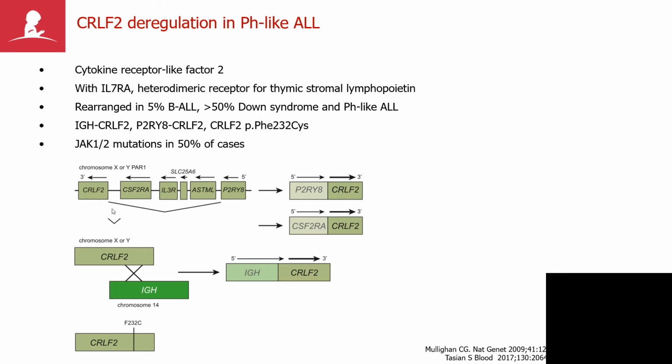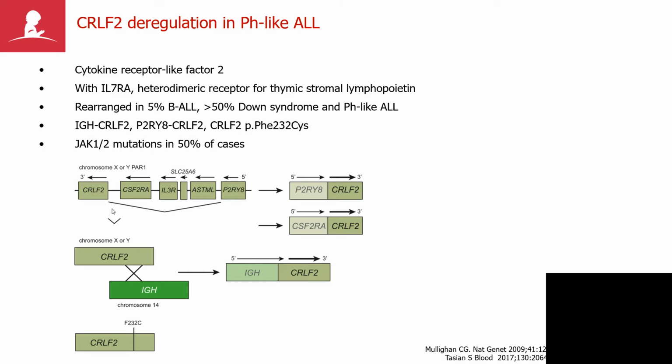Contrast to this is CRLF2 deregulation, which I mentioned is the commonest form of JAK-STAT-driven PH-like leukemia. It's also the commonest form of PH-like ALL overall. And I've mentioned some of this information already. CRLF2 is enhancer hijacked. It forms a receptor with IL-7 receptor alpha. It's commonly seen in both PH-like as well as Down syndrome-associated leukemia.